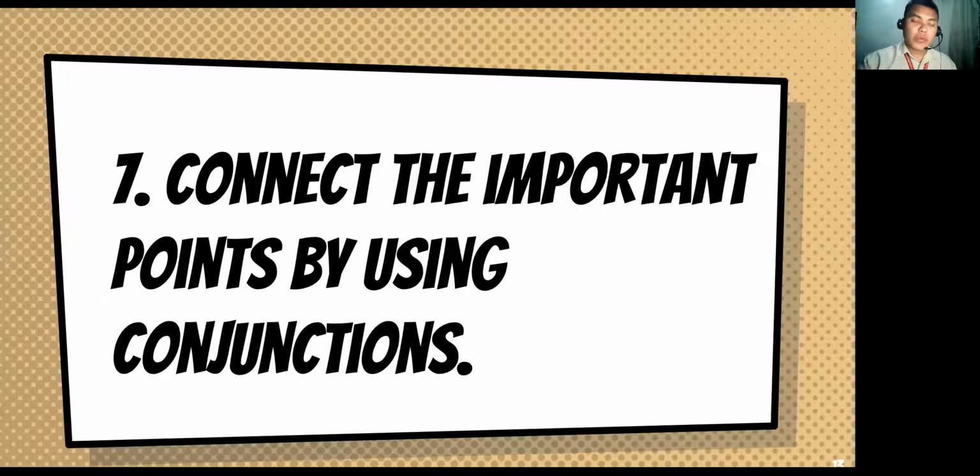Connect the important points by using conjunctions. Since we've talked earlier about emphasizing important points, this time we will try to connect those important points in our speech by using conjunctions. In certain instances, our listeners would not be able to identify what is important in your speech. That's where you need to use transitional devices, transitional phrases to indicate your intent.